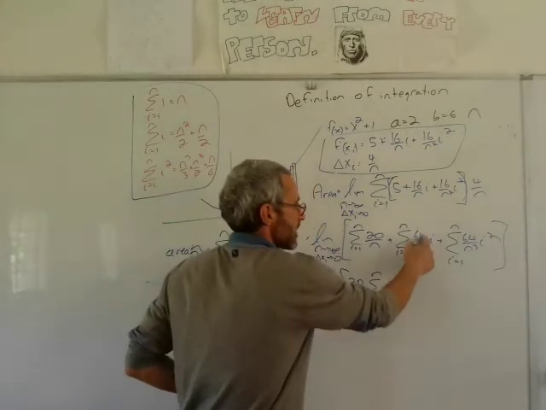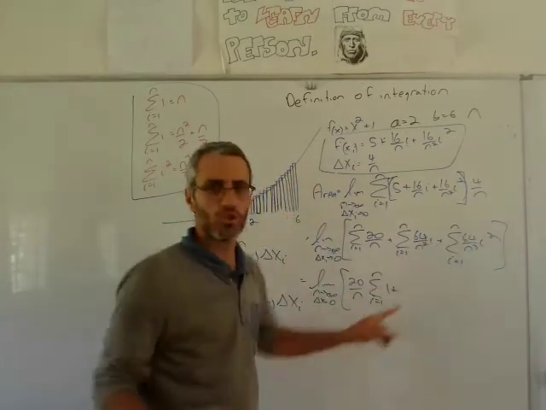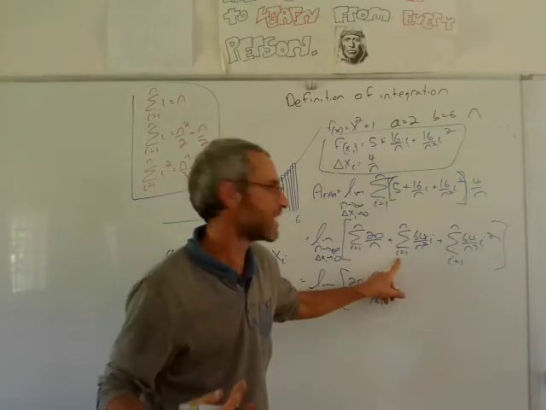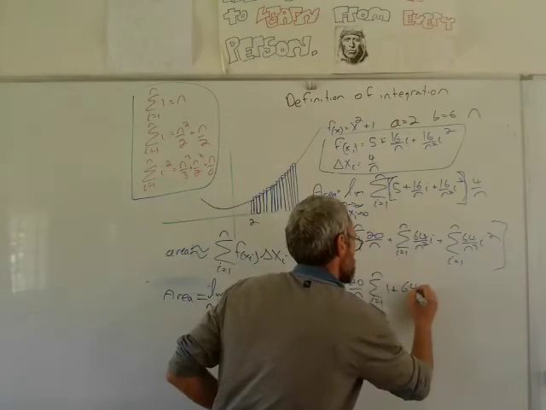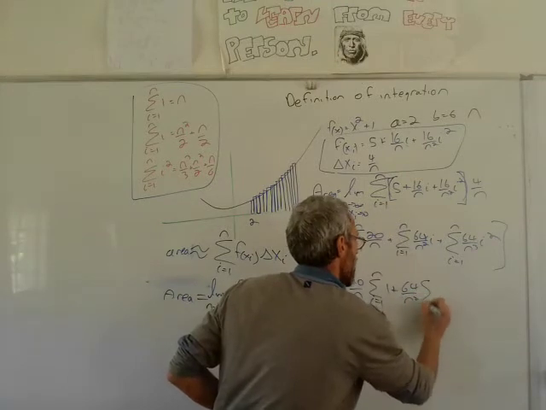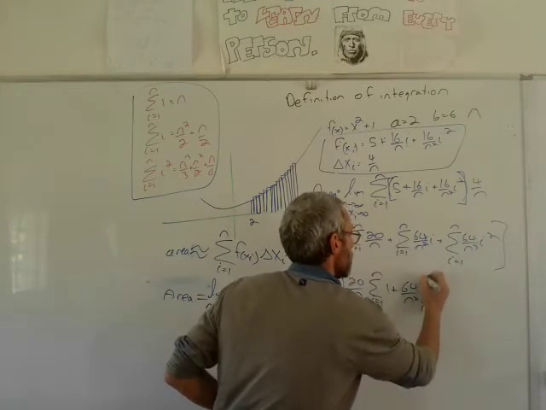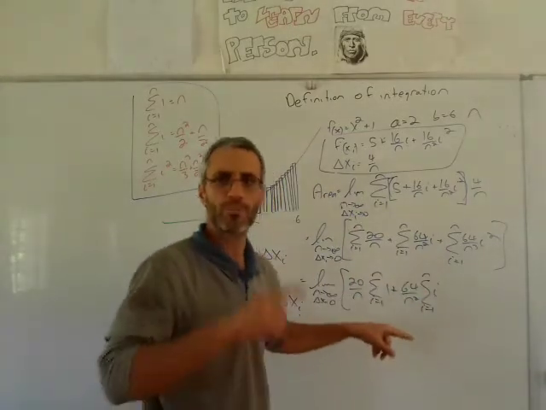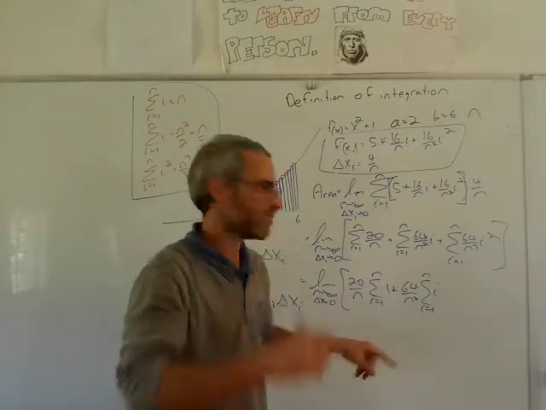Plus 64 over n squared. It's constant. The only thing that changed here is the i. The i is the only thing that changes inside the sigma. So I'm going to get the 64 over n squared out of the sigma, i equals 1 to n, and now I've got i here. That means this sigma is 1 plus 2 plus 3 plus 4 plus 5, yeah?